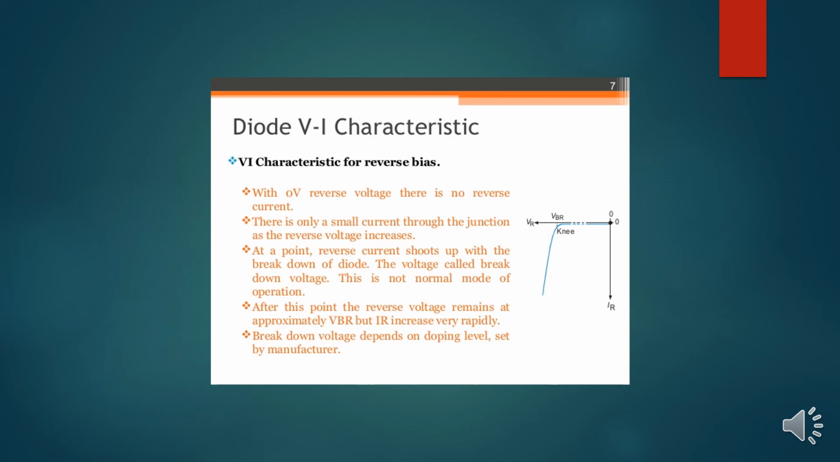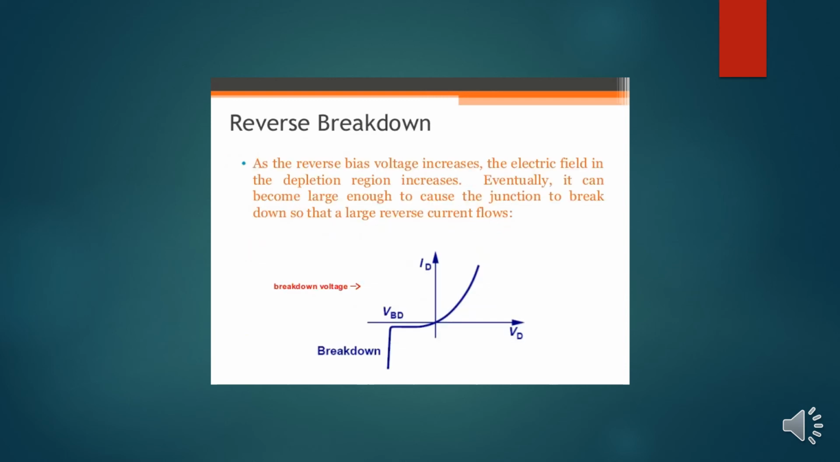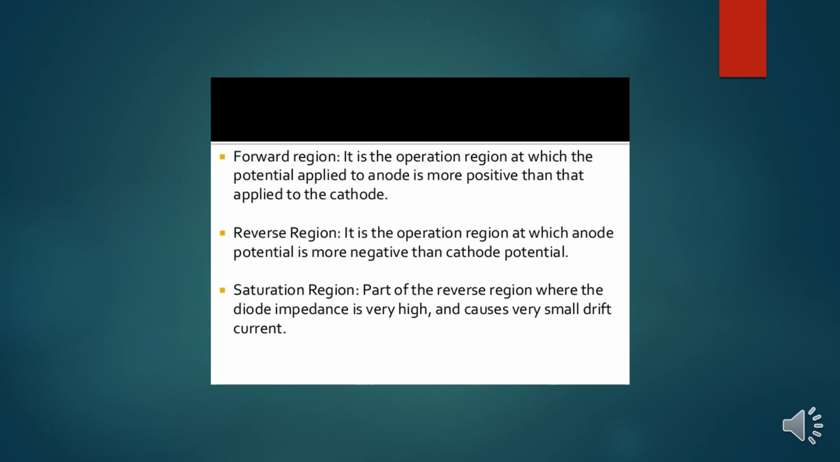Breakdown voltage depends on the doping level. If we increase the doping level, the breakdown voltage decreases. And this is the characteristic of the reverse bias condition. As the reverse bias voltage increases, the electric field in the depletion region increases and becomes large enough for the junction to break down, that is a large reverse current, and this point is called breakdown in the diode.